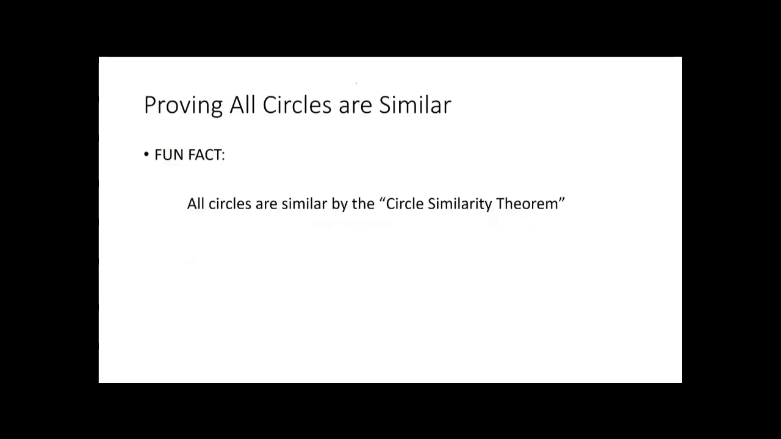All right, fun fact. All circles are similar by the circle similarity theorem because all circles have a radius, they all have a diameter, and they all have that same ratio. And guess what that ratio is called? Pi. They all share that same ratio, so that's why circles are all similar to each other.